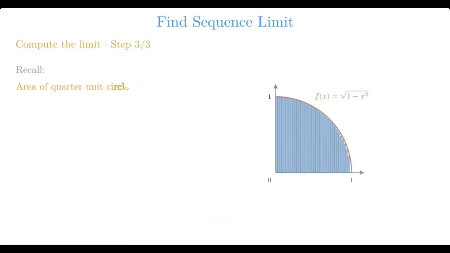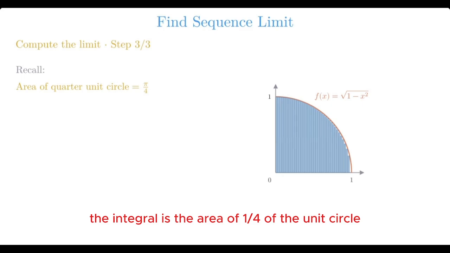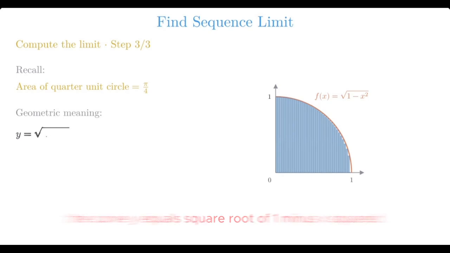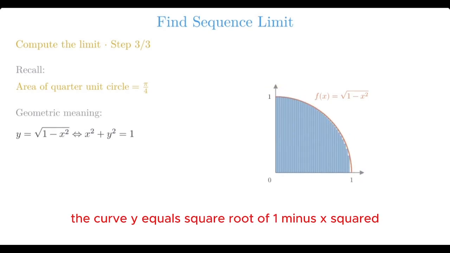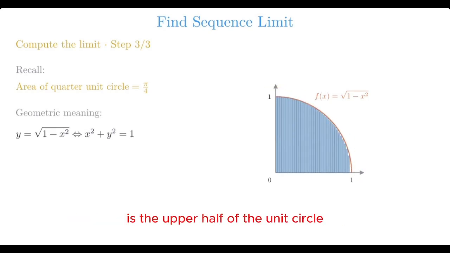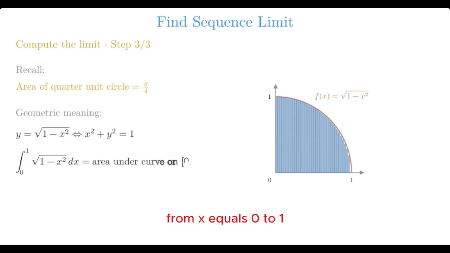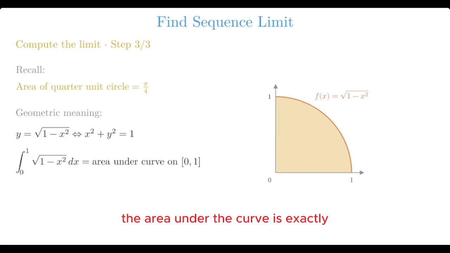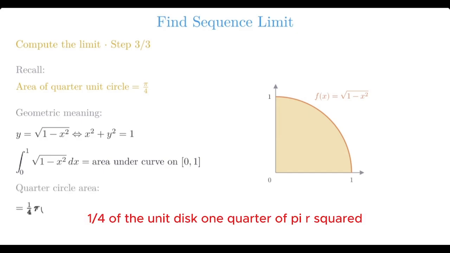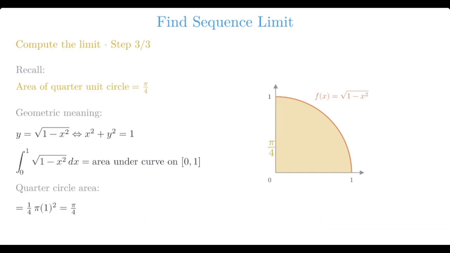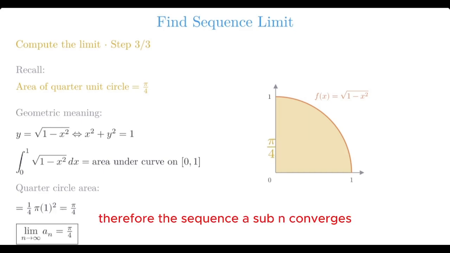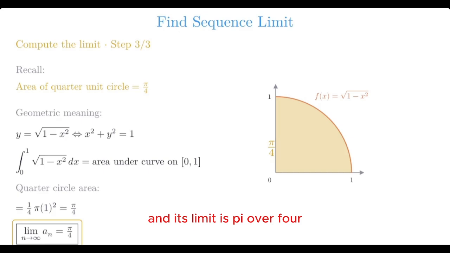Step 3. The integral is the area of a quarter of the unit circle. The curve y equals square root of 1 minus x squared is the upper half of the unit circle. From x equals 0 to 1, the area under the curve is exactly 1/4 of the unit disk. 1/4 of pi r squared, with r equals 1, is pi over 4. Therefore, the sequence a sub n converges, and its limit is pi over 4.